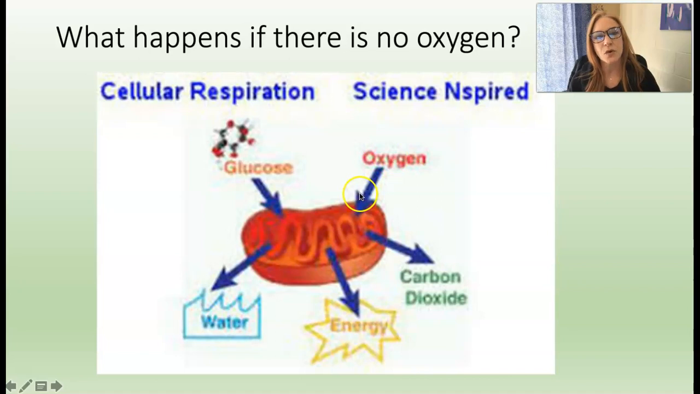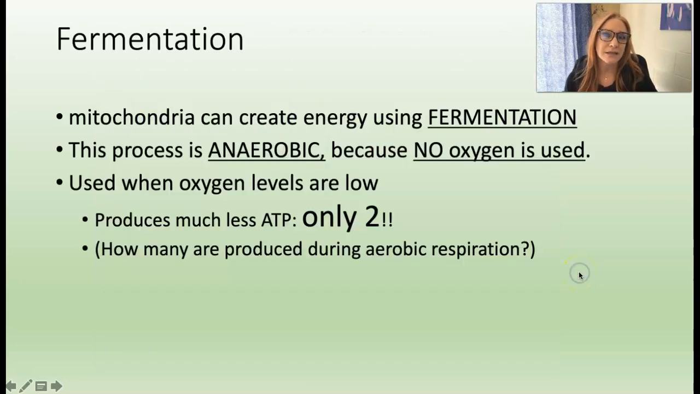But sometimes there's no oxygen to be had. Sometimes it happens. There are some organisms that don't do aerobic respiration, and you and other animals are also able to do cellular respiration anaerobically. If there's no oxygen, the mitochondria can still do some things, okay? But it has to shift gears a little bit. It has to do a different job. So it can use a process called fermentation, and this process is an anaerobic respiration because it doesn't use oxygen.